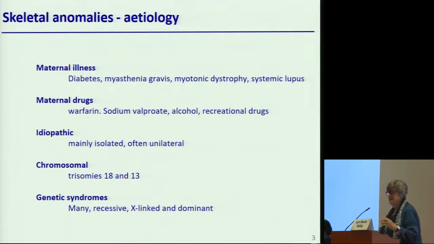A lot of isolated abnormalities of the limbs can be idiopathic, so no particular genetic etiology, and I will describe that later. And of course, chromosomal abnormalities, particularly trisomies 18 and 13, can be associated with abnormalities of the forearms and of the lower limbs. And then there are many, many genetic syndromes which have limb anomalies associated with them. Again, the inheritance pattern can be very variable, so it's important to make a genetic diagnosis, both for predicting prognosis before birth and for recurrence risks in future pregnancies.